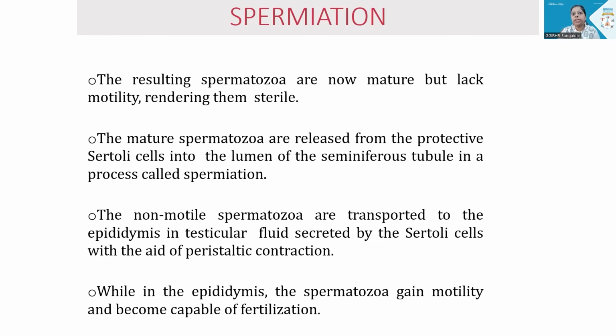So the mature spermatozoa are released from the protective Sertoli cells into the lumen of the seminiferous tubule in a process called spermiation. The non-motile spermatozoa are transported to the epididymis in testicular fluid secreted by the Sertoli cells with the aid of peristaltic contractions. While in the epididymis, it gains motility and becomes capable of fertilization.